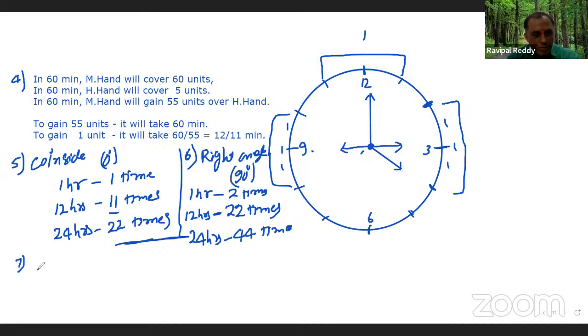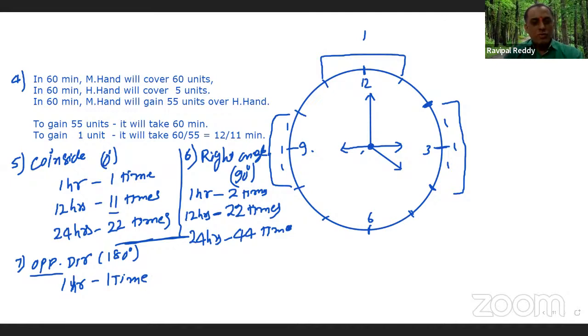Now seventh point, opposite direction. Two hands are in opposite direction means the angle between the minutes hand and hours hand is 180 degrees. So each hour only one time the minutes hand and hours hand will be in opposite direction.